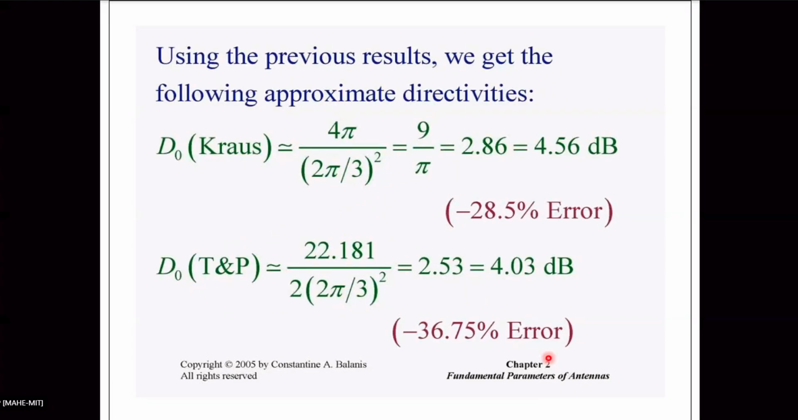Okay, so D naught using the Kraus formula, and D naught using the Tai-Pereira formula. Please go through them. Have you understood every part of it? These are approximate formulas. This is a very, very important topic in this chapter. Yes, sir. Okay, so next, we'll go to the next slide.